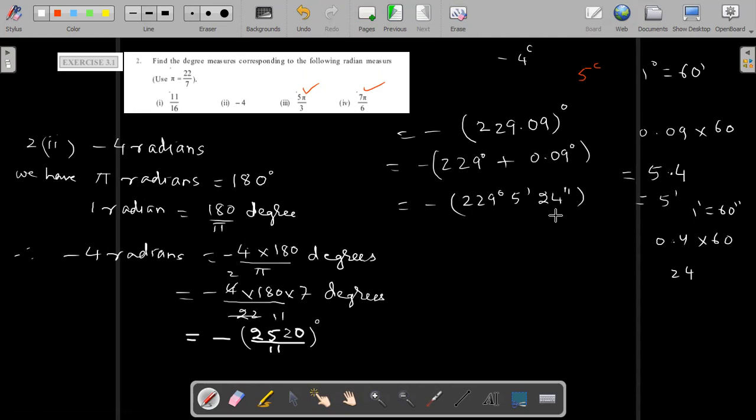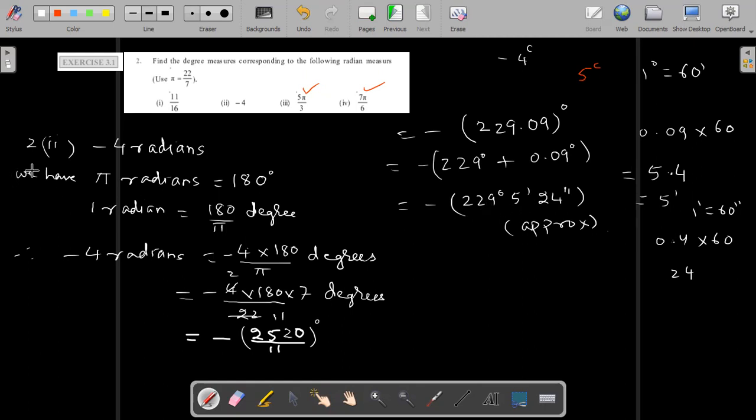If you find the answer in the book, you will find a slightly different value. Why? Because they have not converted into the decimal part. They have taken the fraction and converted directly into degrees and minutes. But this is the easy one, so it doesn't matter if you have a small difference. So this is your approximate conversion of minus 4 radians into degrees: 229 degrees, 5 minutes and 24 seconds.